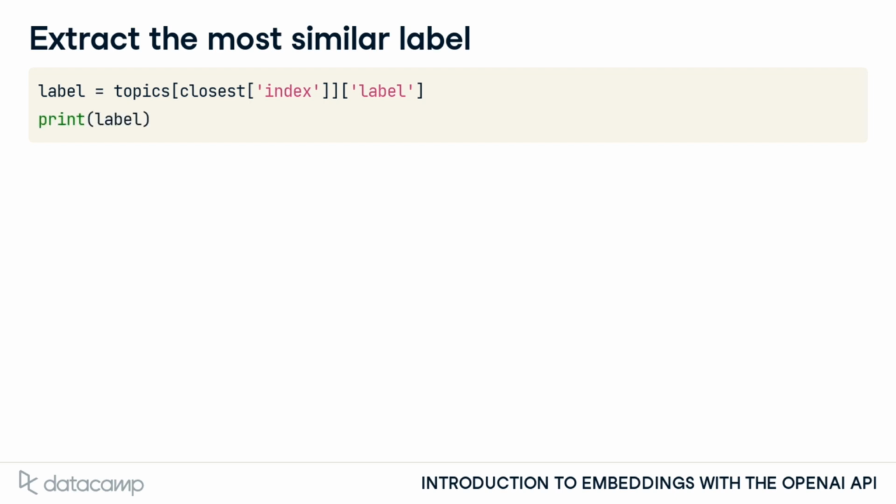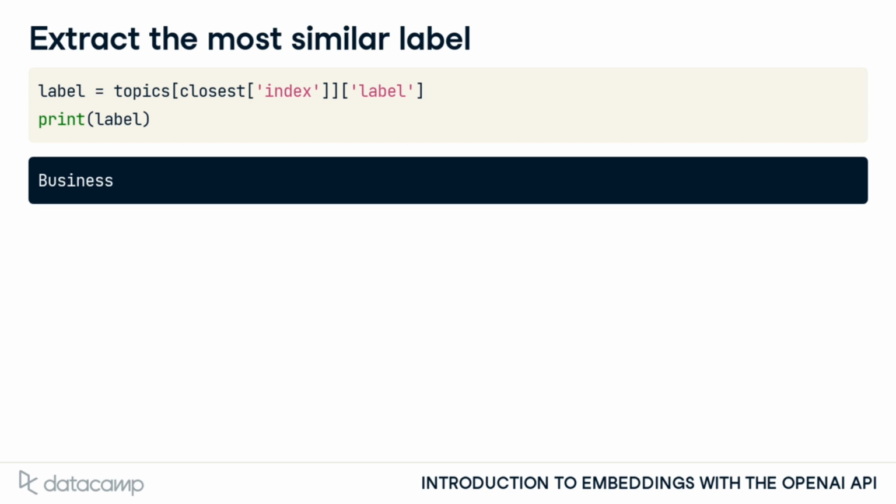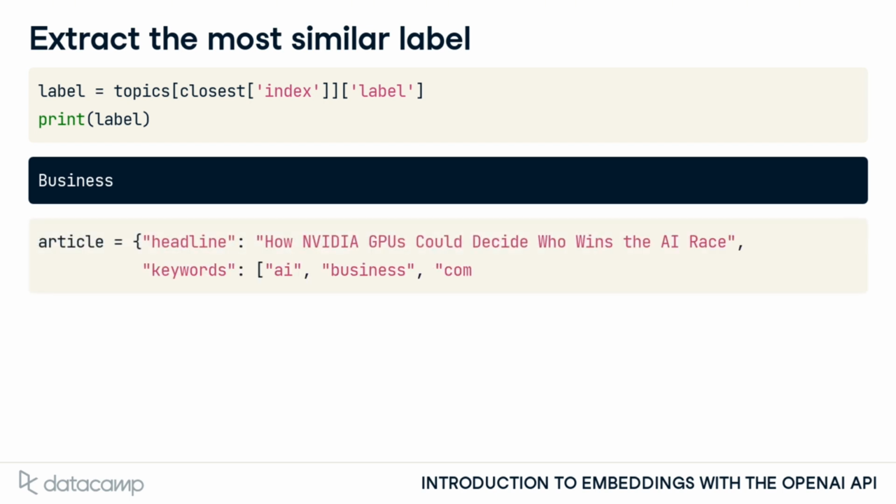Printing the result returns the business label. Wait, that doesn't seem right. If we take another look at the article we're classifying, we can see that the headline indicates that the focus of the article is on tech. It's likely that the model captured the business keyword, which resulted in the mislabeling.